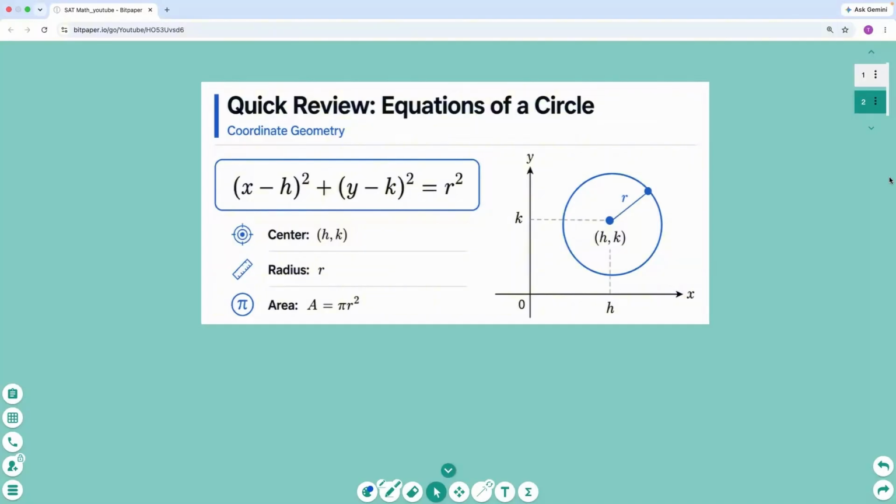Before we begin, let's quickly review the equation of a circle. The standard form of a circle is (x − h)² + (y − k)² = r². In this equation, the point (h, k) is the center of the circle and r is its radius. Notice that the right-hand side is not the radius itself. It is the square of the radius, r².